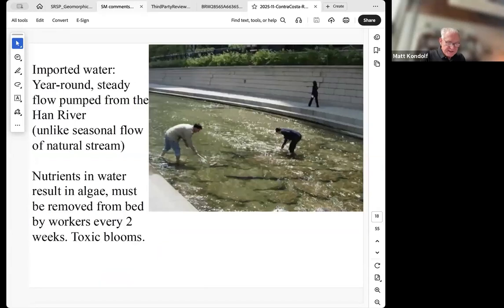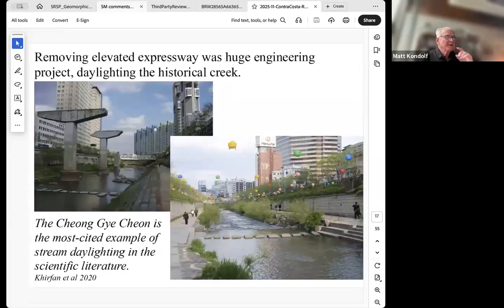Now, how does it work? The designers didn't want to have a seasonal flow in this creek. Naturally, the Chong would have the opposite flow regime that we have in coastal California. It would be dry in the wintertime and it would be raging floods in the summer. Well, they didn't want that. They wanted to have a steady flow through this important urban area. So they pump water from the Han River several kilometers to go into the Chong and flow through this channel.